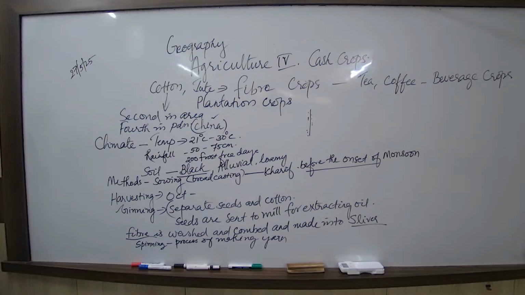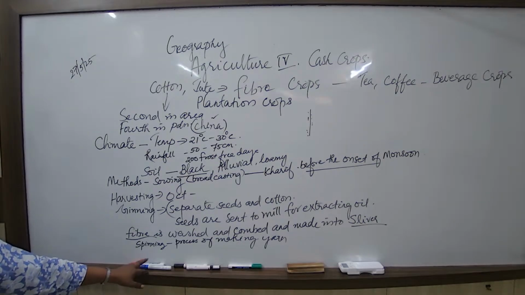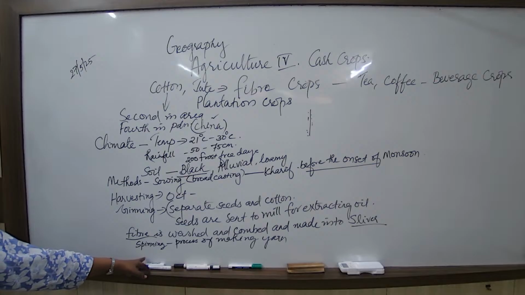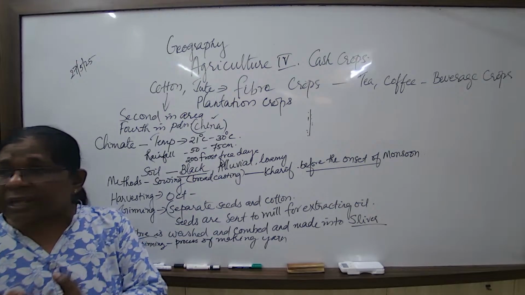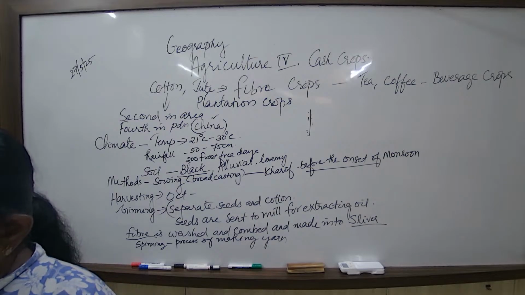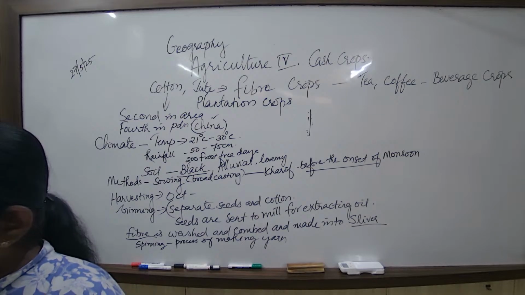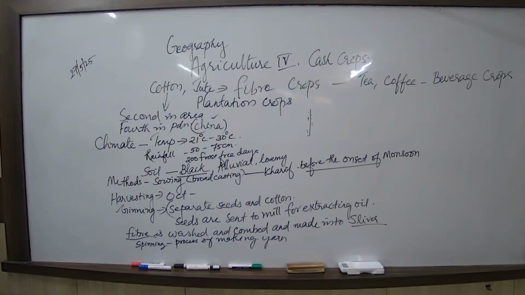Extracting oil from cotton seeds. Then washing and combing the fiber, which makes slivers. Then the spinning process. Then sending the yarn to the textile mills to make textiles. These are the processes. Then, which are the varieties of cotton? There are 3 varieties of cotton. Are you marking all this? Which are the 3 varieties of cotton?